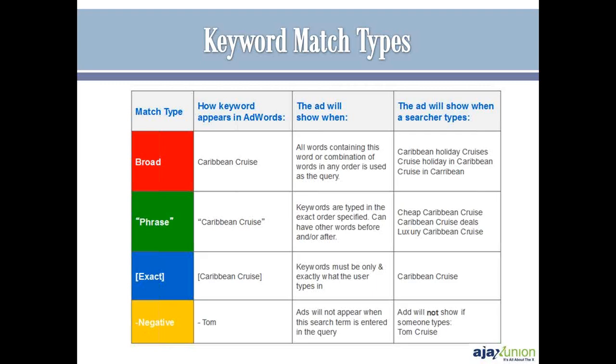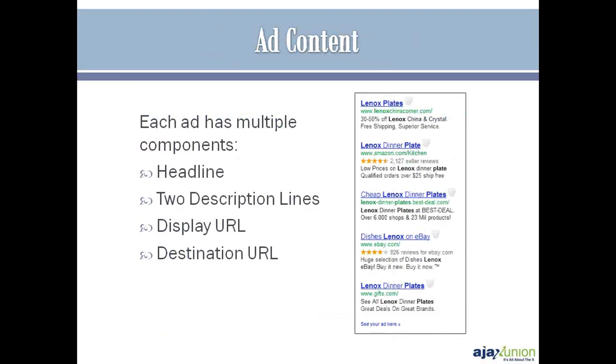Alright, so now that you have keywords, you have to worry about what ads people are going to see when they search for them. Every ad has a headline, 2 description lines, a display URL, and a destination URL. And over on the right there, you can see where everything appears. The headline is the top. It's the one that links to your page. It's nice and blue. And if a person's keyword is within your headline or description, it'll be bold.